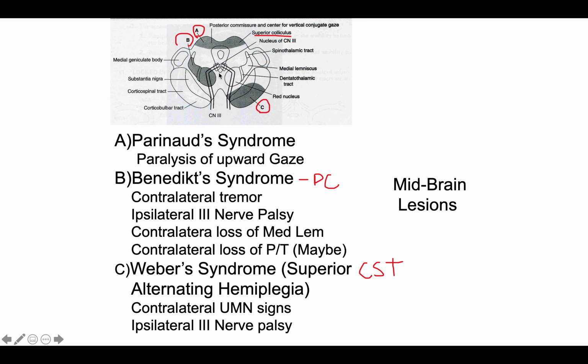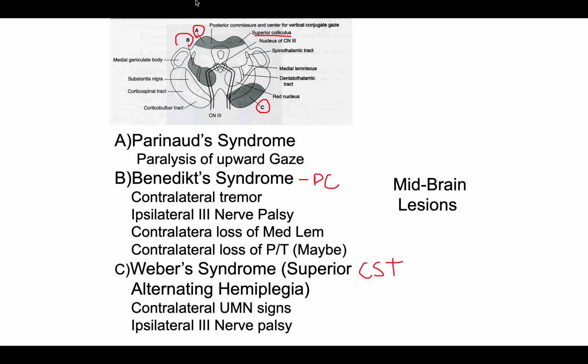Benedikt's, I already talked about this. Since your cranial nerve 3 is going through the red nucleus, you could expect to have a cranial nerve 3 palsy on that same side. I'm not sure where the contralateral tremor will come from, but since this one is a lesion of the red nucleus on the right, you would expect a tremor on the left. And of course, since the medial lemniscus for the midbrain is involved with Benedikt's, you would expect your dorsal column symptoms like loss of 2-point discrimination and fine touch on the contralateral side.